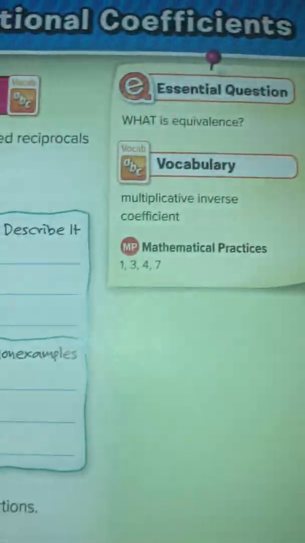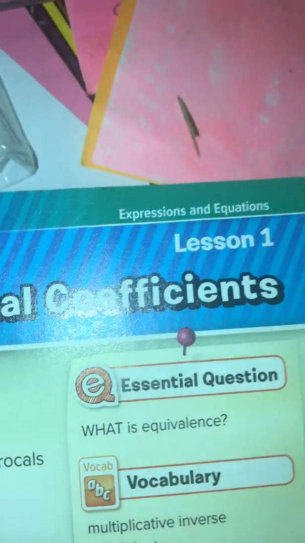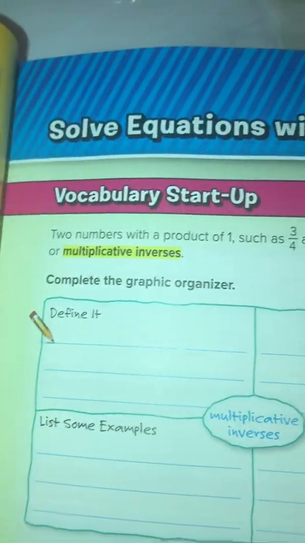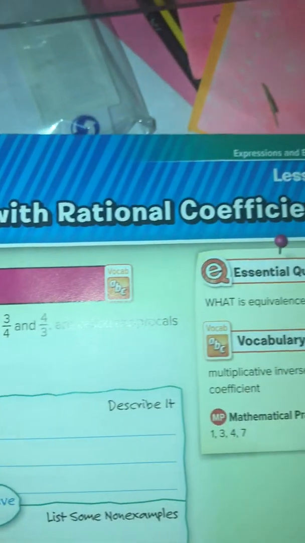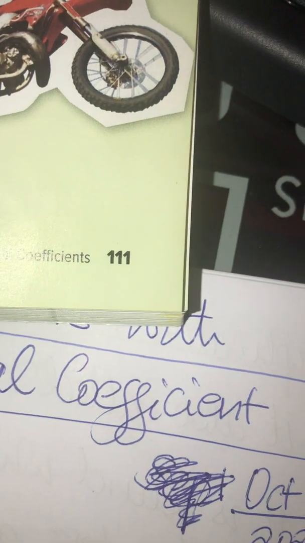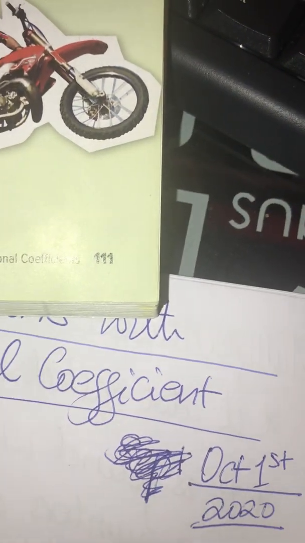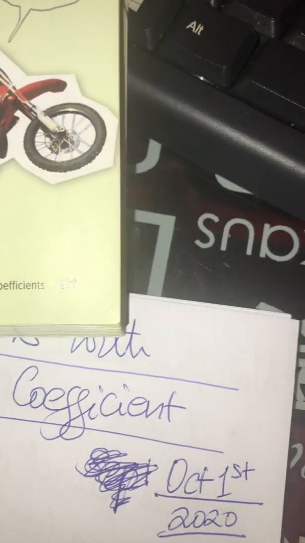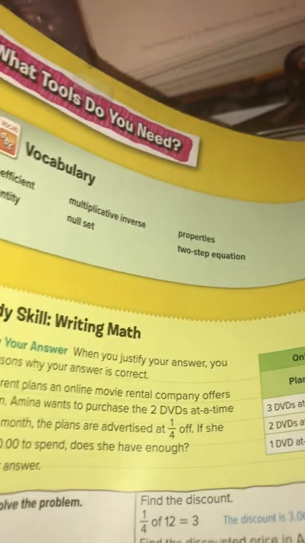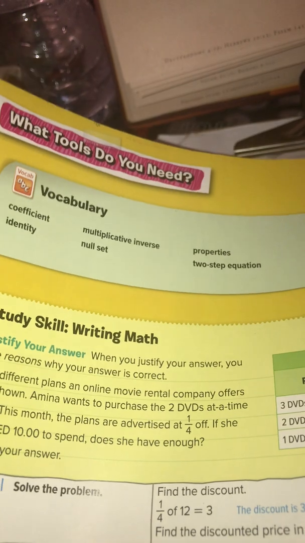Okay, grade 8. So now, today we are starting chapter 2. This is lesson 1 of chapter 2. It says, solve equations with rational coefficients. It is on page 111 of your book. Like any other chapter, when we start, we have to know the vocabulary that we are going to see. So in this chapter, this is all the vocabulary you need to remember.